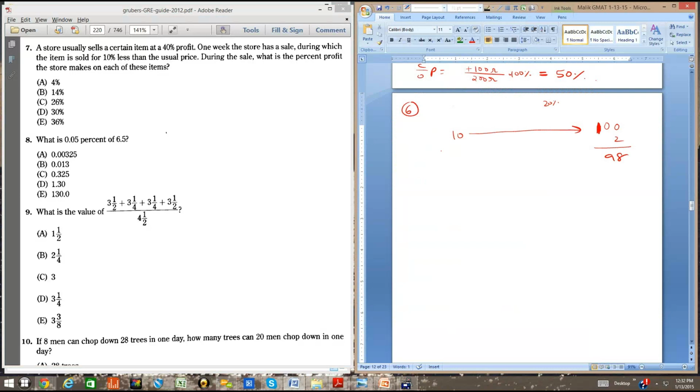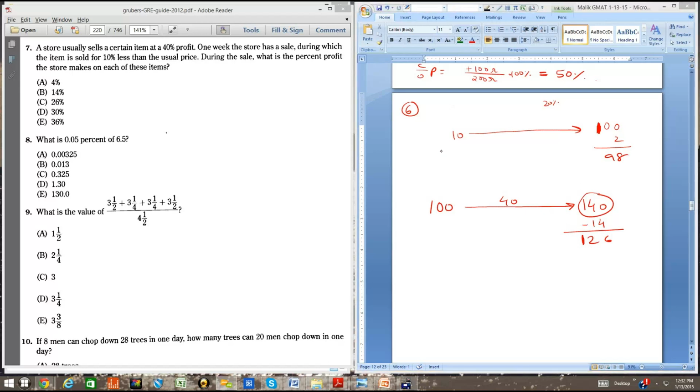See that? Let's say you start with $100 in this case. 40% profit goes up to 140, right? 10% less. See, that 10% less doesn't come from this $100. This 10% less is supposed to come from this $140. So that should be minus 14. That's 126. Make sense? So the discount's always calculated off the final price, not the early price.